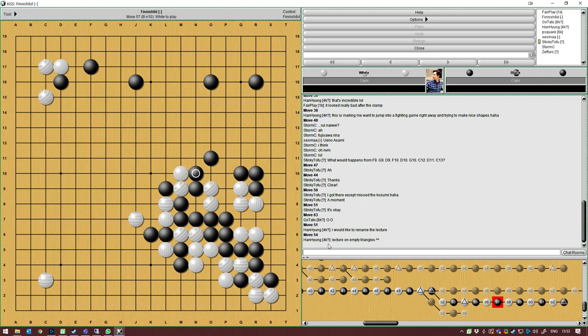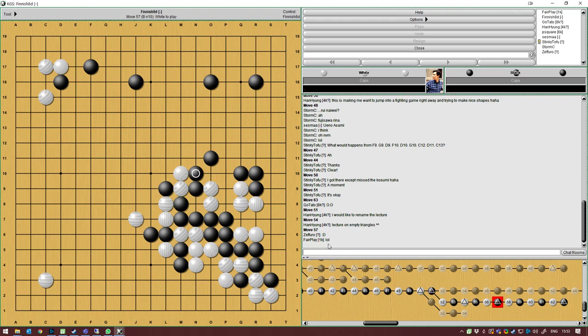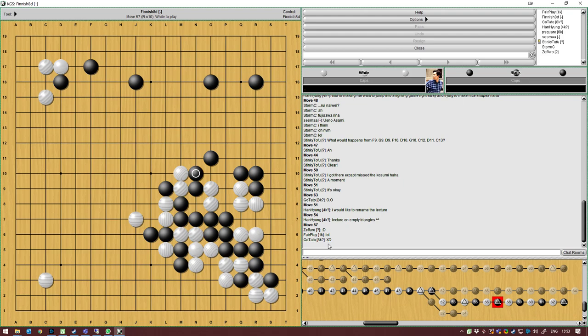An empty triangle is normally considered a bad shape, but here, when we talk about a shortage of liberty, and also when we talk about eye shapes, it can be considered. Remember, when it's about liberty and eye shapes, this kind of move can be considered, because I have introduced that the empty triangle is not necessarily bad when we talk about eyes. So black pushes out here. If white cuts, black turns, runs, and captures. So this is the trap.